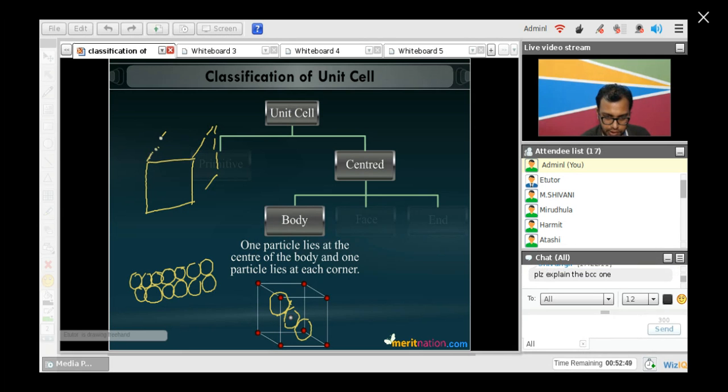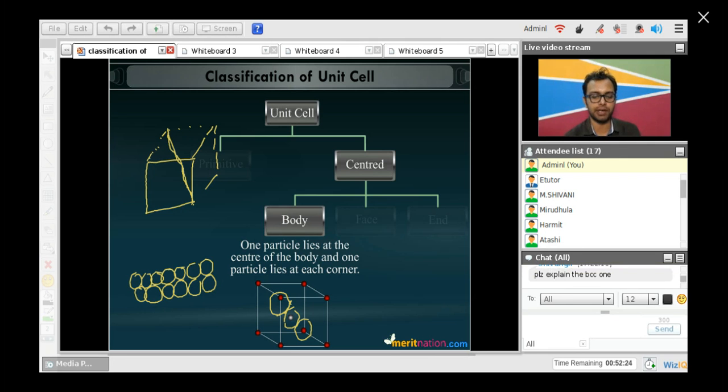Let's consider this to be the unit cell. In the unit cell, I am considering this distance to be the body diagonal, right? This is the body diagonal. Now, I already told you that the atoms in case of body-centered cubic cell will touch along the body diagonal, right?